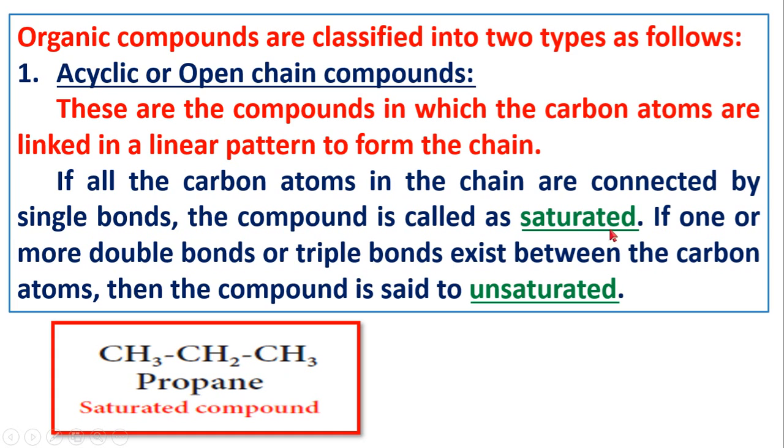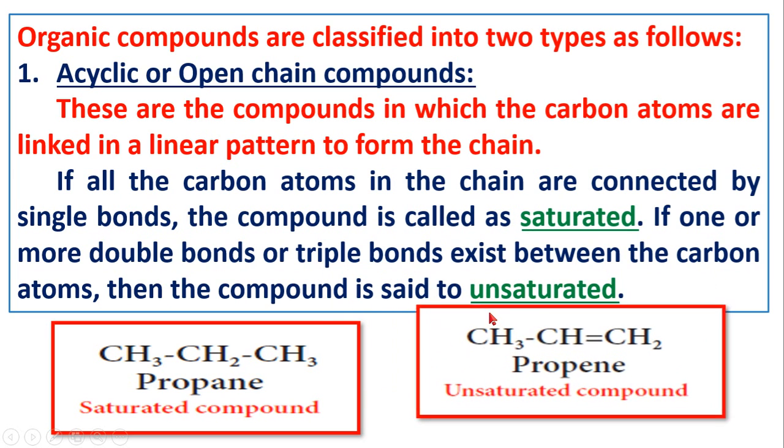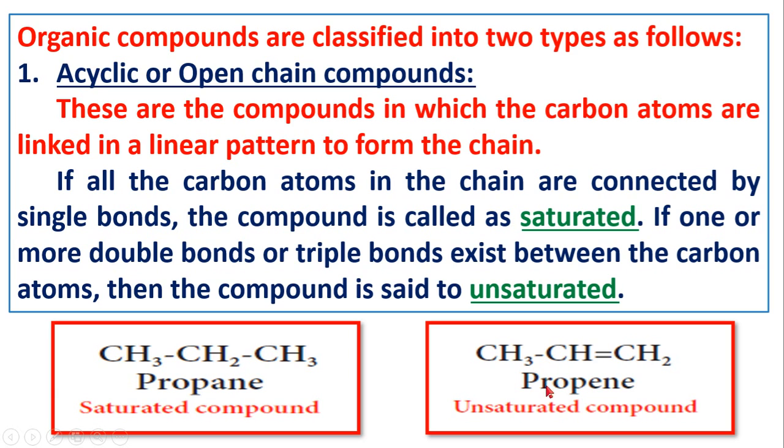If one or more double bonds or triple bonds exist between the carbon atoms, then the compound is said to be unsaturated. For example, propene, CH3-CH=CH2. This is an unsaturated compound.